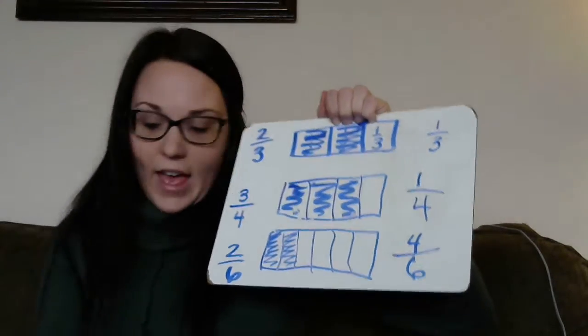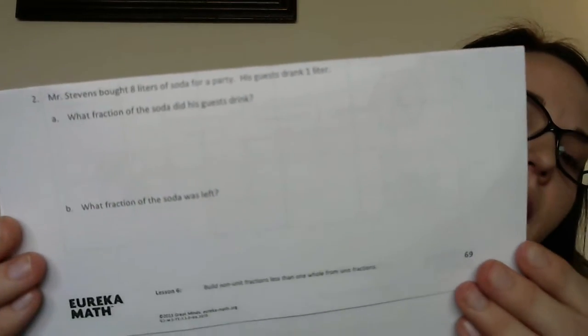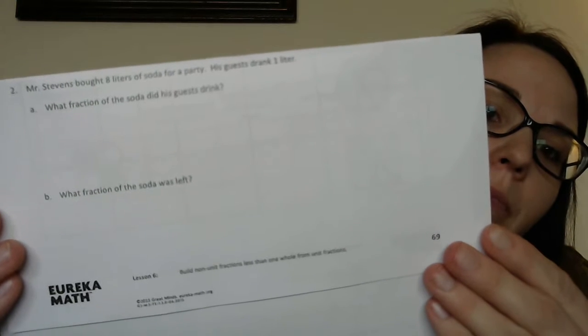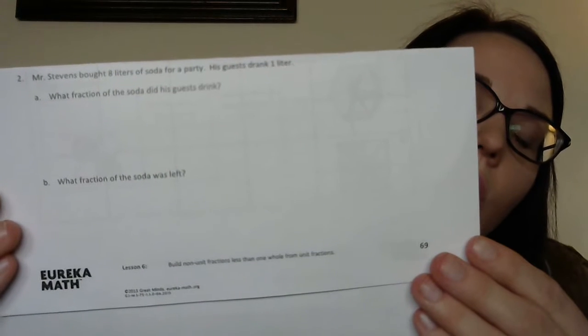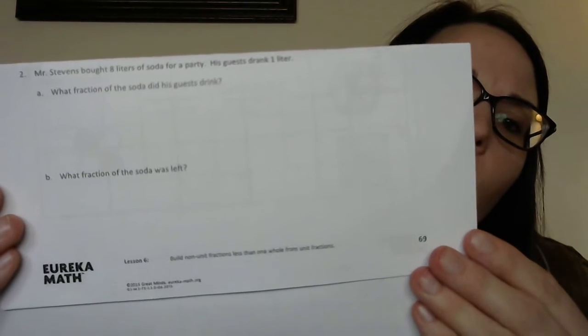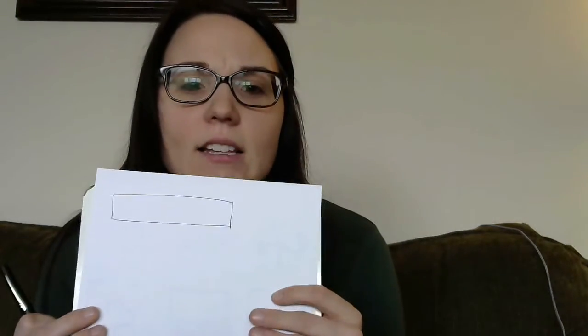Okay, so then we get to a problem that might look like this. Mr. Stevens brought 8 liters of soda for a party. His guests drink 1 liter. What fraction of the soda did his guests drink? So if I were you, I would draw my picture, and I would have how many pieces? If I have 8 liters, I'm going to have 8 pieces.